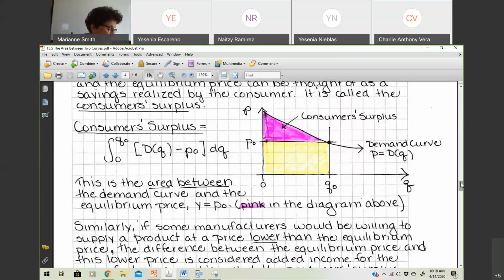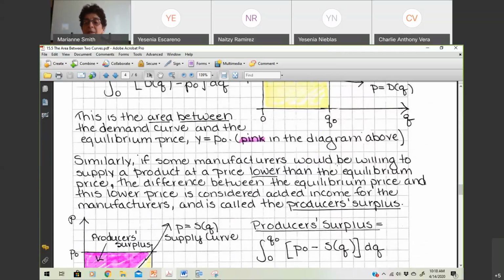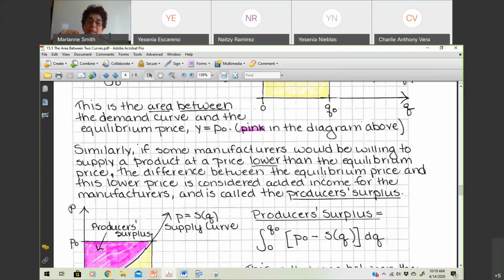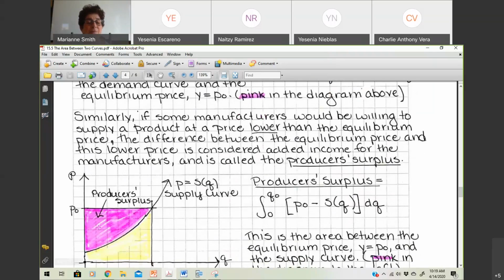So if everybody's all right with that concept, let me move on to producer surplus, okay? Suppose some manufacturers would be willing to supply at a price lower than the equilibrium price. In other words, I'll undercut the equilibrium price, right? I might lose money, but then again, who knows? The difference between the equilibrium price and the supply curve is called the producer's surplus. It's like added income for the producer.